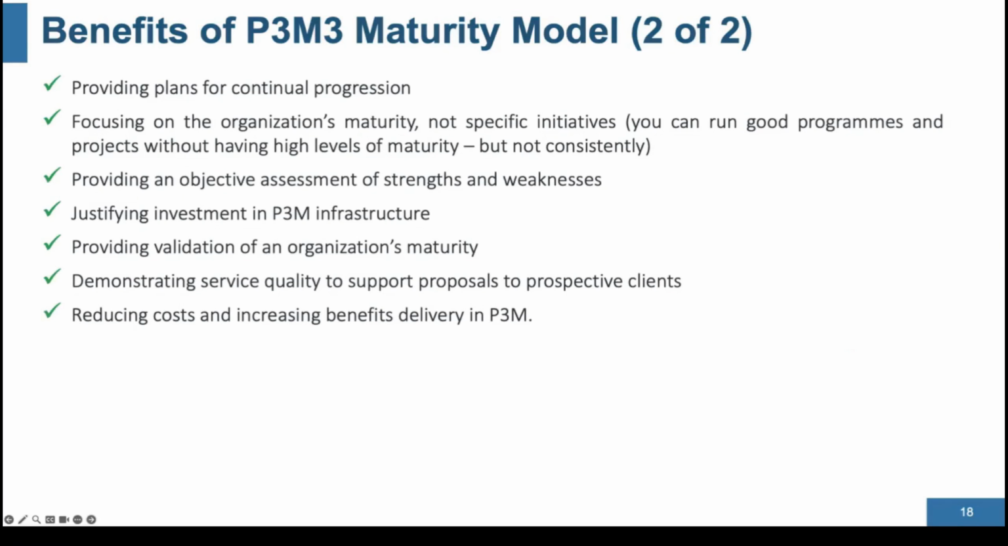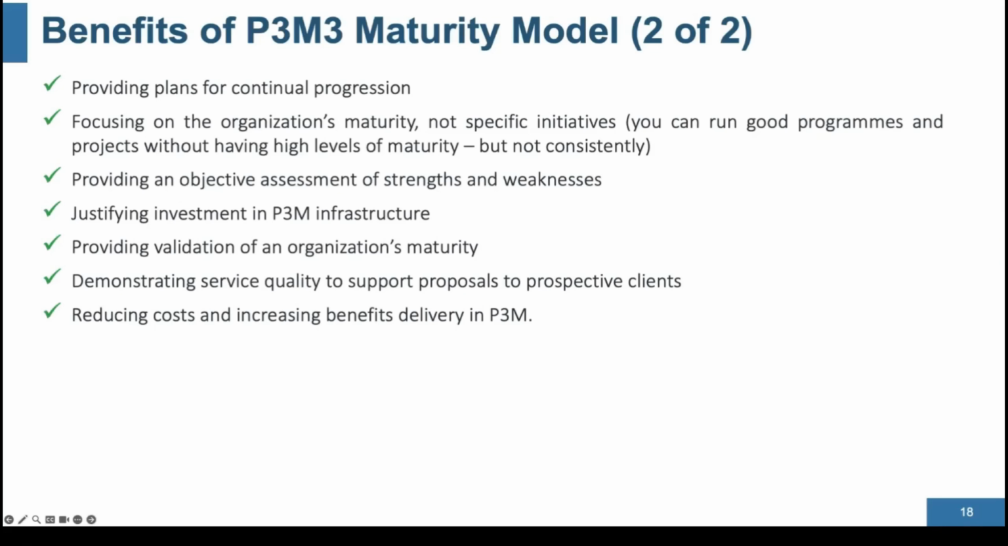What are additional benefits of the P3M3 maturity model? The idea is not only to assess where you are, but based on where you are and where you want to be, to define a real plan for improvement. It also helps you and your organization make what we call a SWOT analysis: strengths, weaknesses, opportunities, and threats. Specifically, we will focus on the internal aspects of the organization, meaning the threats and the weaknesses.